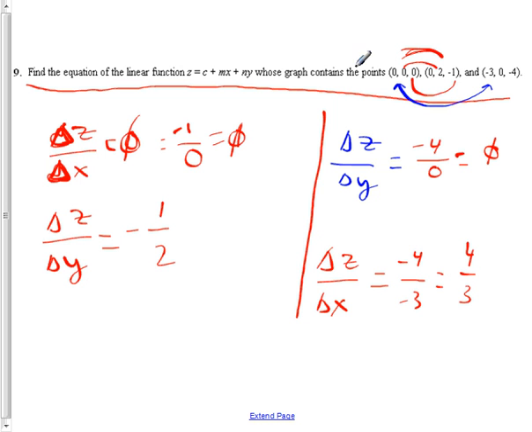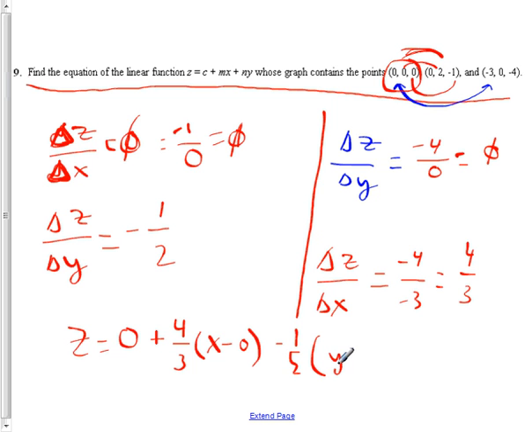So what would be my equation? Using the first point, which is the easiest point, I get z equals 0 plus 4/3 (x minus 0) minus 1/2 (y minus 0). To write that more succinctly, we get z equals 4/3 x minus 1/2 y.